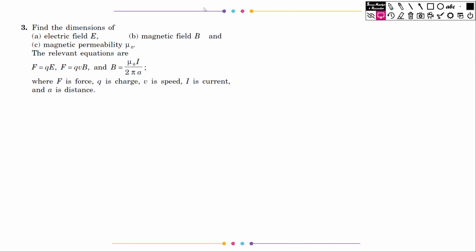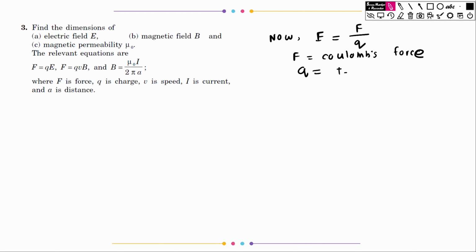First, we'll take electric field, that is E. Now, electric field E is equal to F divided by Q, where F is the Coulomb's force and Q is the test charge. So we have to find the dimension of electric field.